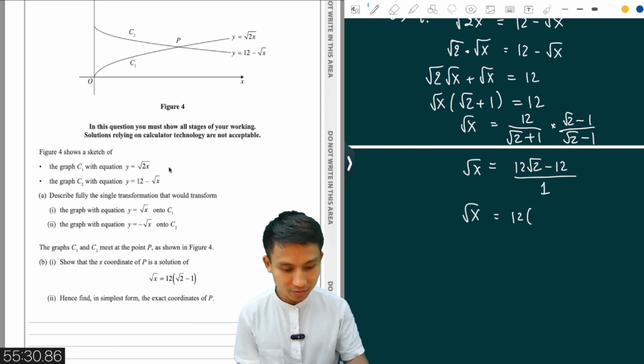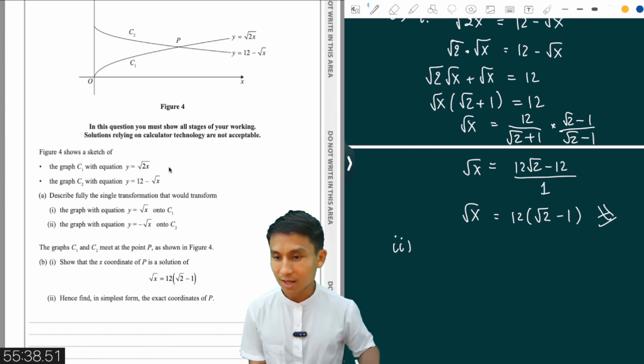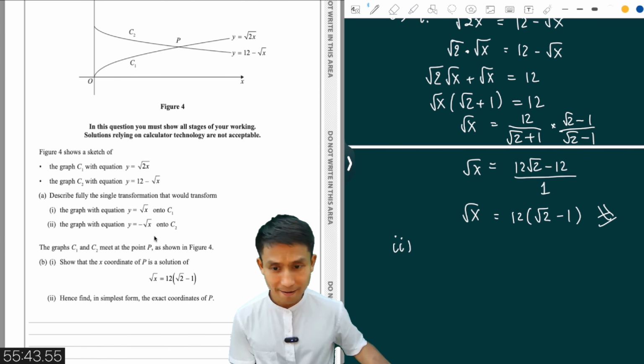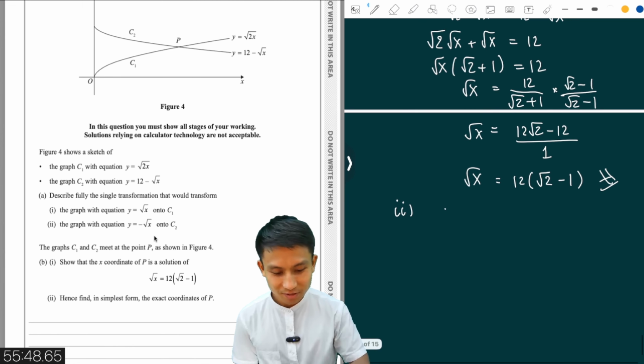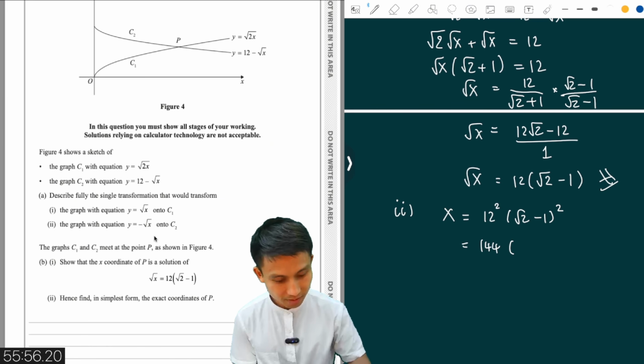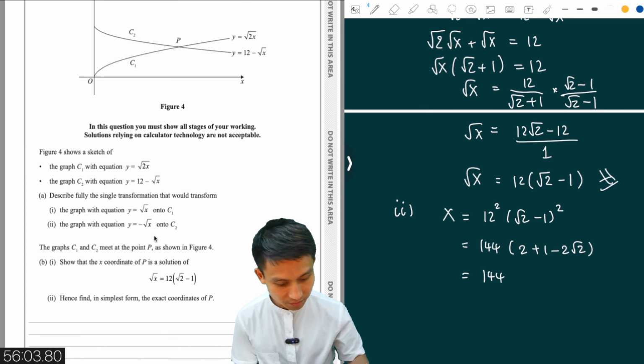So 12 factored out. Actually, I shouldn't have multiplied that in. Yeah, as required. And then I hence find the simplest form, the exact coordinates of P. So we need to square that, right? So x equals, square that. So 144, 2 plus 1 minus 2 root 2. Just squaring that, yeah? So in simplest form, there you go.